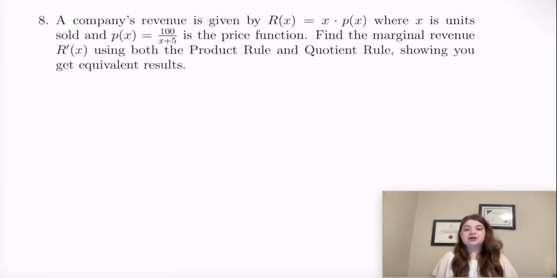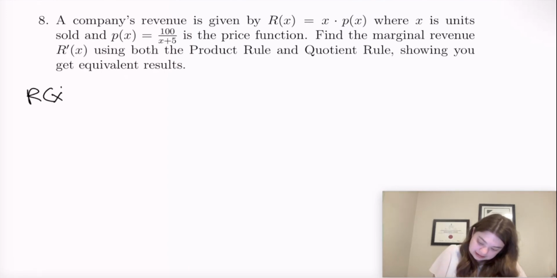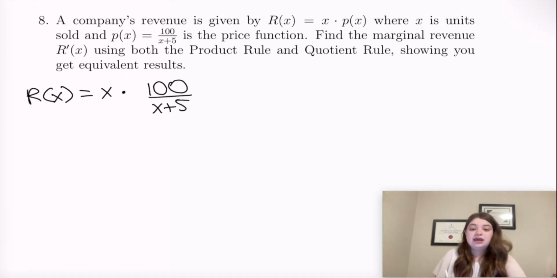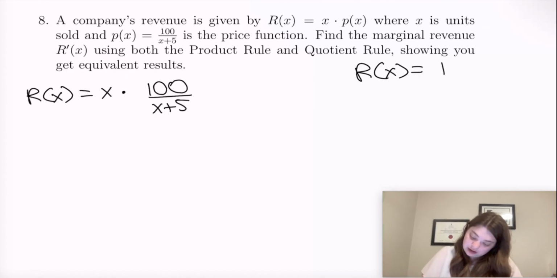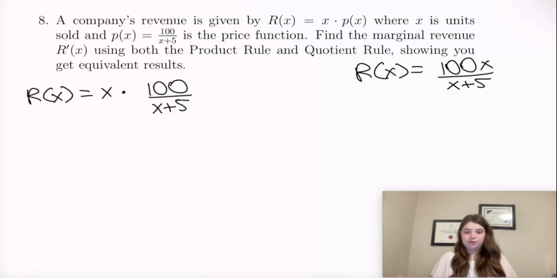All right, so first I'm going to write down the revenue function with the values plugged in. So R of x is x times P of x, which is going to be x times 100 over x plus 5, like that. And so I want to talk about, okay, how could we use both product rule and quotient rule for something like this? Well, when it comes to quotient rule, the form I'm going to use is R of x is equal to 100x over x plus 5. I could use quotient rule that way.